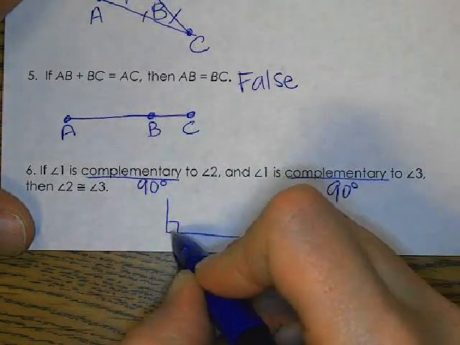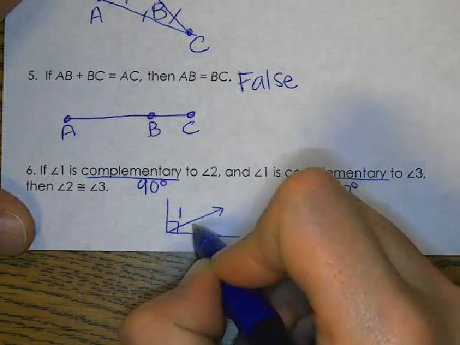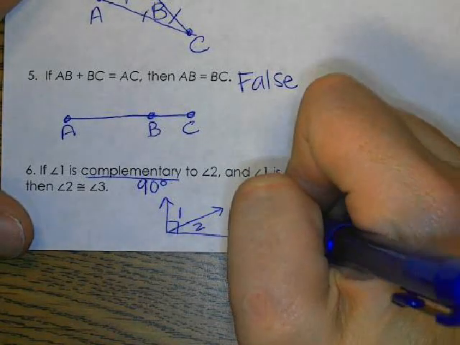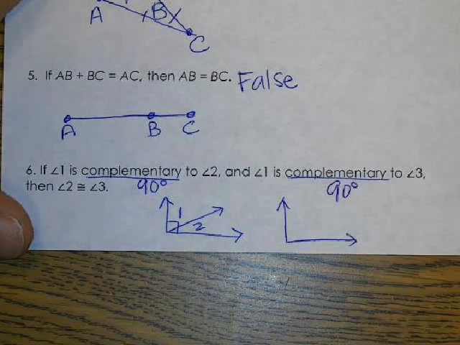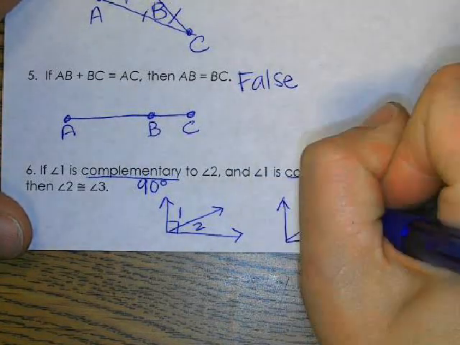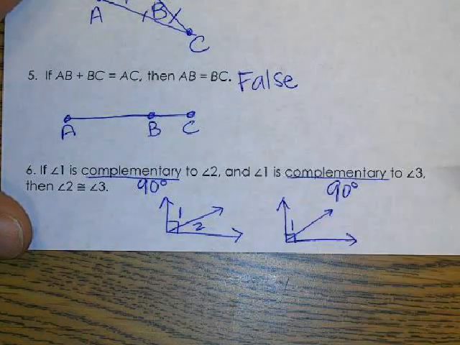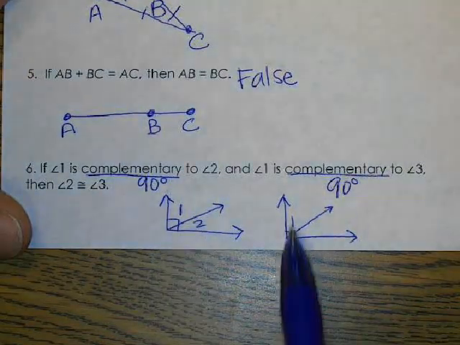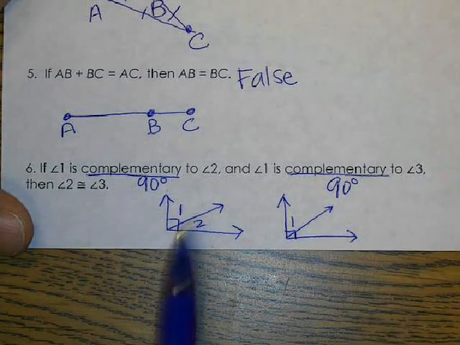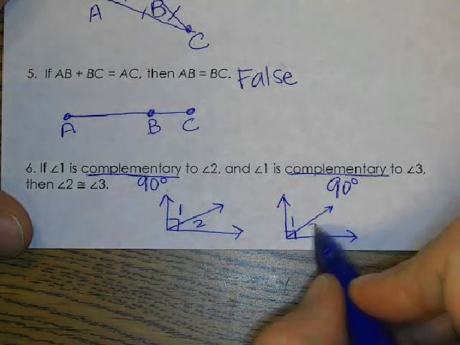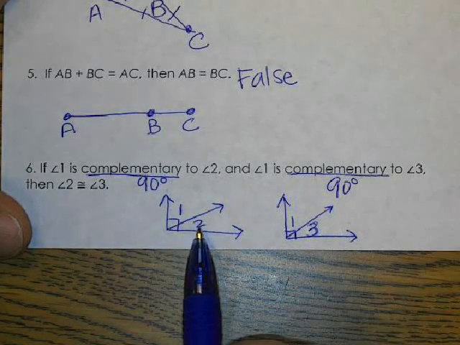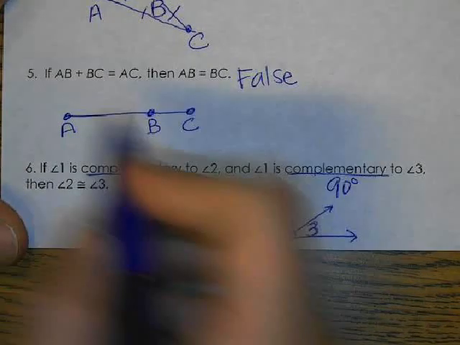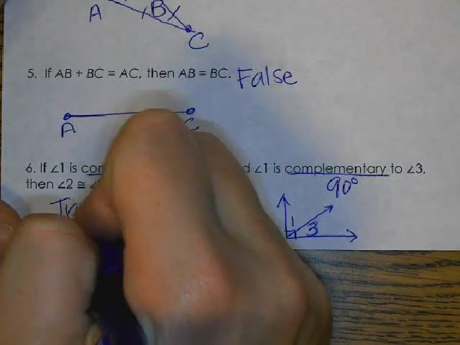So here's 90 degrees. Here's angle 1 and angle 2. And then here we go with our same thing, angle 1 and angle 3, right? Did angle 1's size change? No, angle 1 is exactly the same size in both pictures. So in order for them to add to be 90 degrees, angle 2 has to be congruent to angle 3. So this one is actually a true statement.